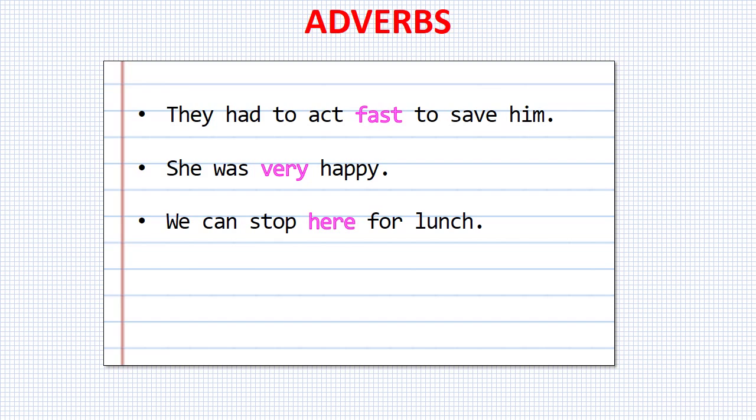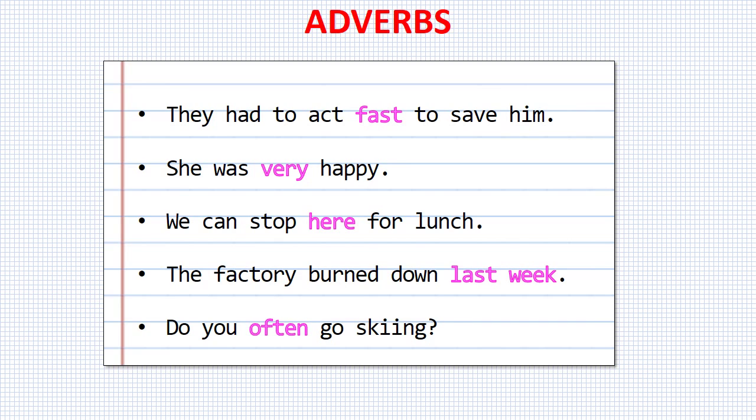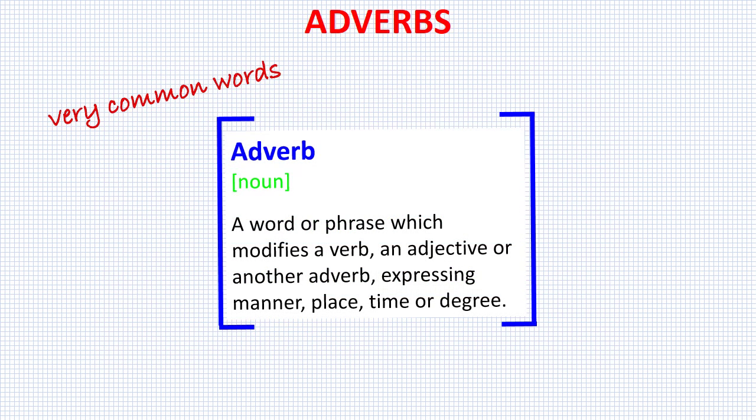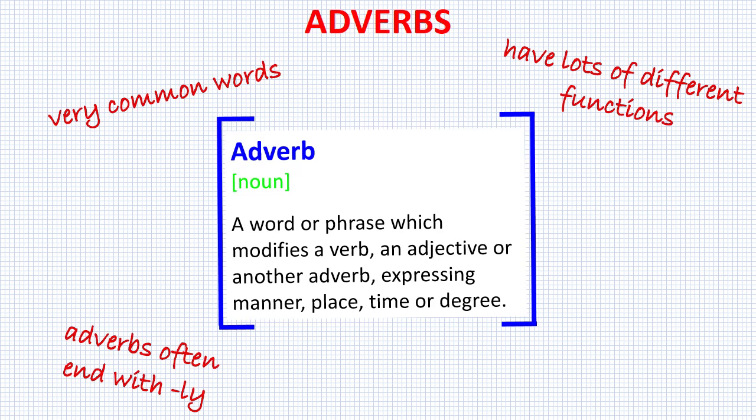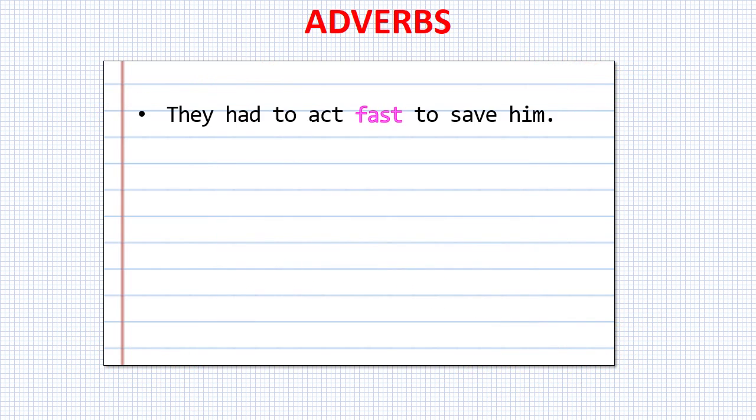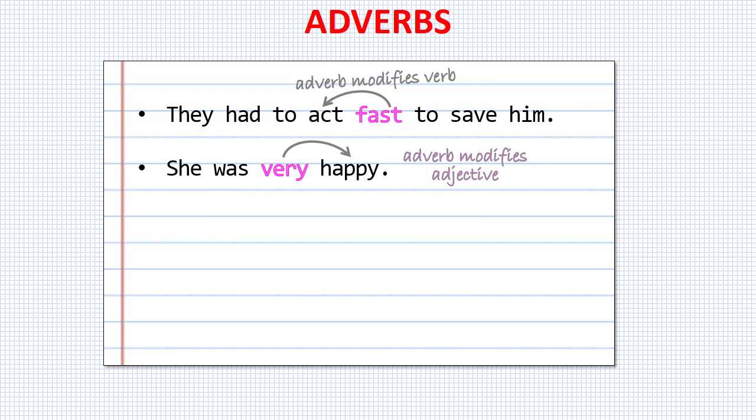Let's move on to adverbs. Here are some examples. Adverbs are really common words that are similar to adjectives in that they modify or describe. So they either describe verbs like this, or they modify adjectives like this. They can also give information about place, time, or degree.